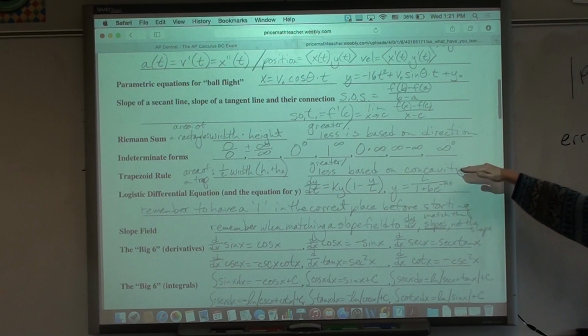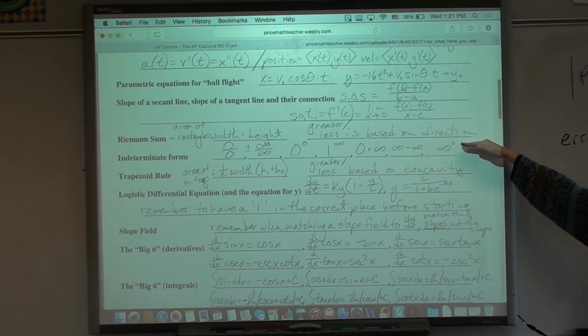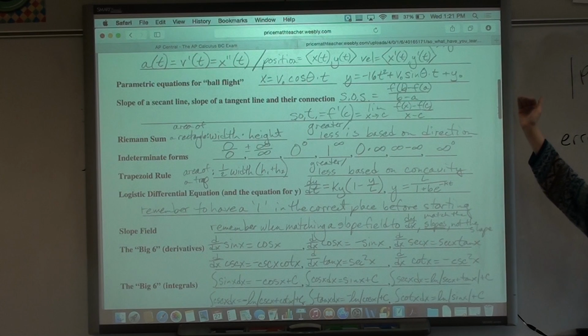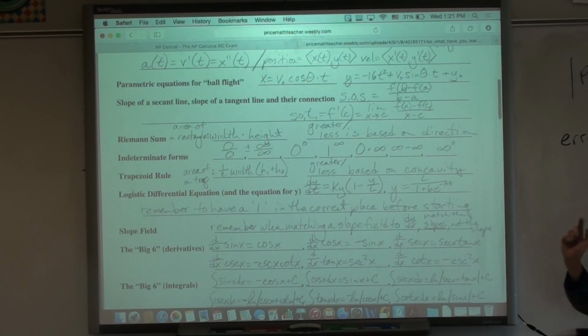Riemann sums and trapezoids, with indeterminate limit forms in the middle. Riemann sums are rectangles. The area of a rectangle is just width times height. The only types of Riemann sums you are required to know, and this is from the College Board, are left, right, and midpoint. And then you have to know trapezoids. There is no Simpson's rule on the AP exam, or on the final exam. Simpson's rule is not an AP topic.